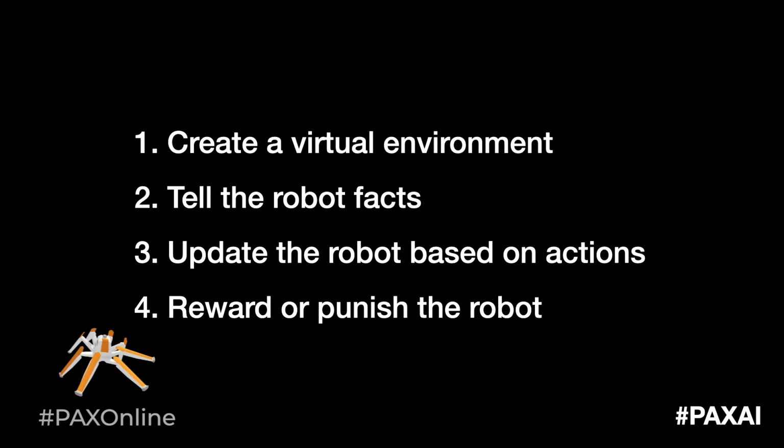We're going to tell the robot some facts, so the things it knows, i.e. its position, basically. We're then going to make the robot do things based on actions, and then depending on how well it performs those actions, we either reward it or we punish it. So that's basically what we're going to do. Now for that, we're just going to cut straight to a demo, and we'll get cracking here.